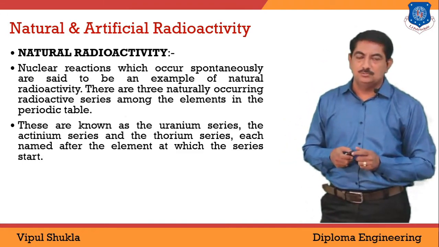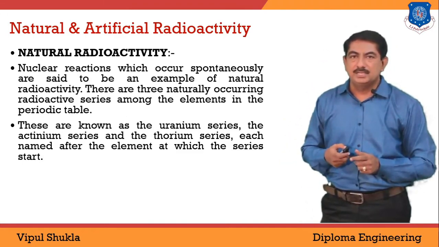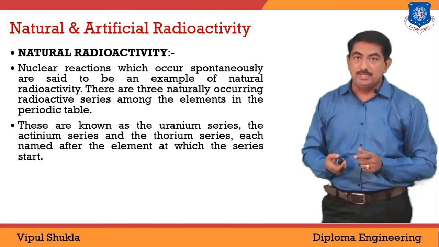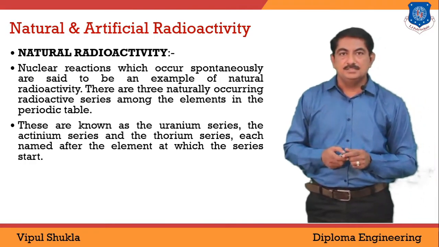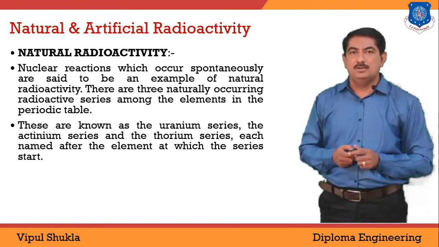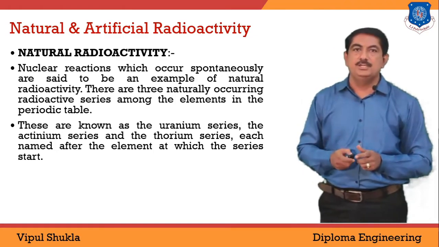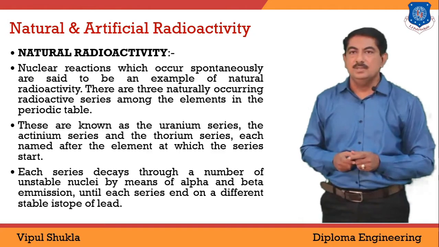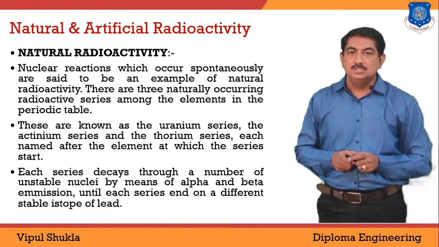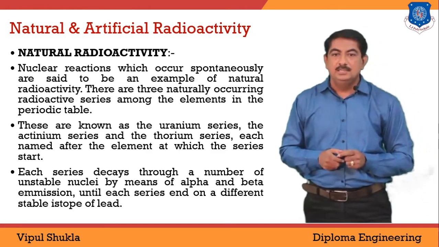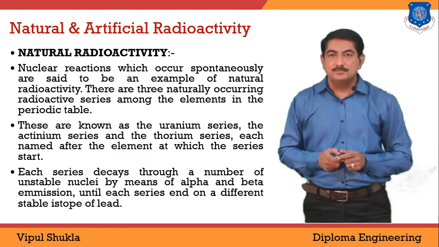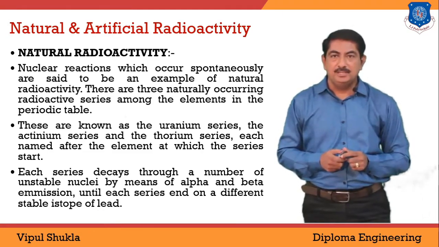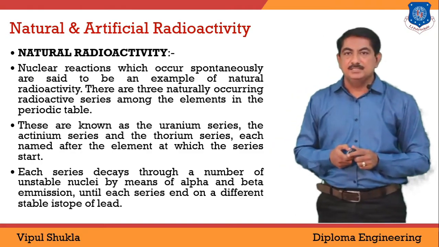So the first starts with uranium, the second one is protoactinium, and the third one is thorium, which are members of the natural radioactive series. Each series decays through a number of unstable nuclei by means of alpha and beta particles.